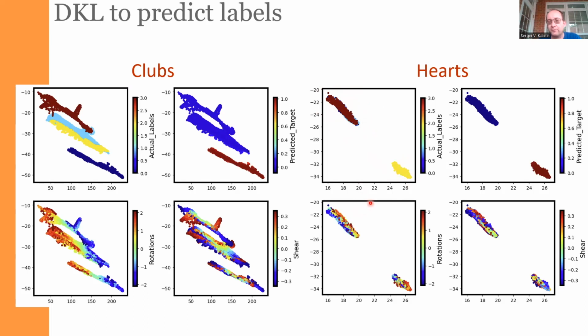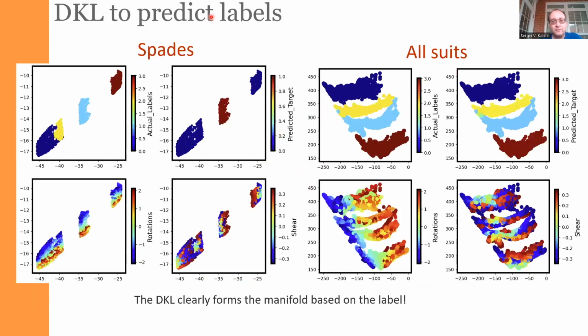That's actually great because in experimental scenarios, there are things that we care about and things that we don't care about. VAEs care about everything equally. Again, we can check how the rotations and shear behave. So clearly they're not disentangled very well. Okay, so what happens if we play with the spades?